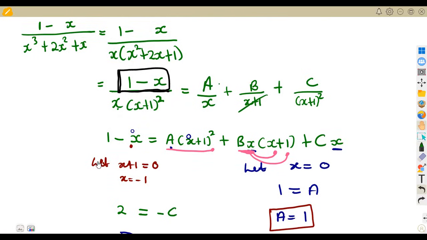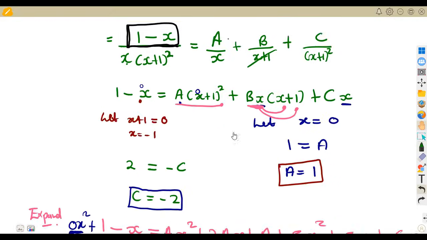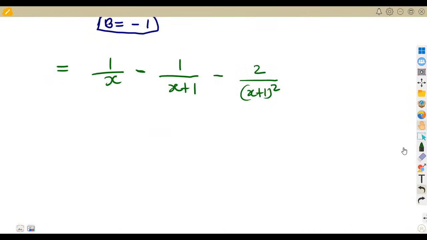But the whole question was on what? On integration. We are supposed to integrate this with respect to x. All right, so this is what you're going to do. You're going to integrate this with respect to x. Is it possible for us to integrate? Yes, it's very, very possible.